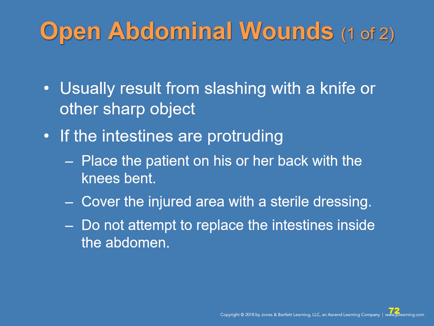Open abdominal wounds are usually the result of slashing with a knife or other sharp object. If the intestines are protruding from the abdomen, place the patient on his or her back with their knees bent to relax the abdominal muscles. Cover the injured area with sterile dressings. Do not attempt to replace the intestines inside the abdomen. You can make a bandage from a large trauma pad and several cravats to cover the protruding intestines. EMTs and paramedics carry sterile saline that can be poured on the dressing to keep the protruding organs moist so they do not dry out.